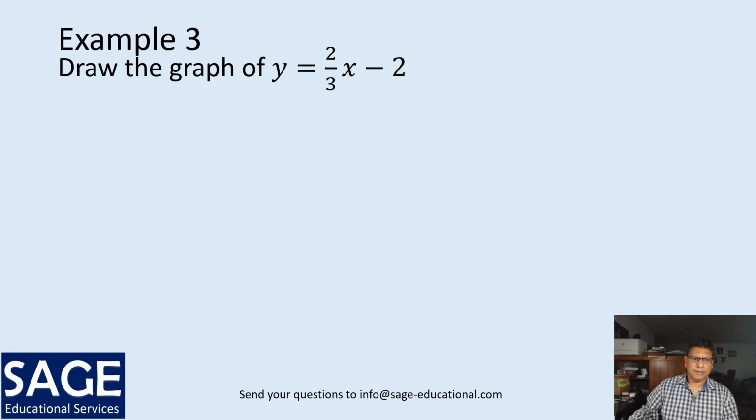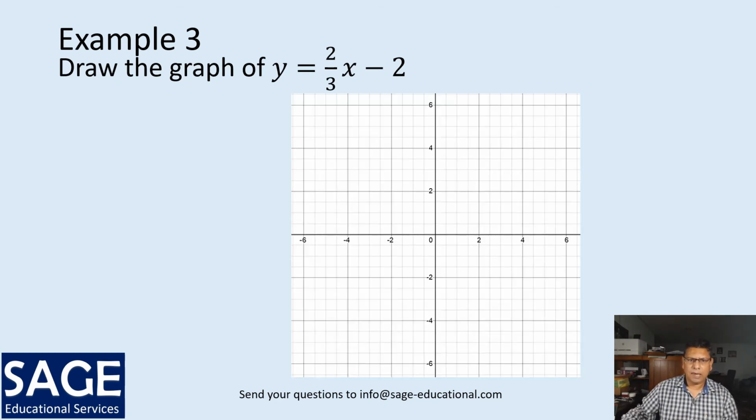Next example says draw the graph of y is equal to 2 over 3x minus 2. Again, comparing it with y is equal to mx plus b, we see that m is equal to 2 over 3. So the slope is 2 over 3, and b is equal to negative 2. So start with the point on the y-axis where y is equal to negative 2. So there's the point. Now the slope is 2 over 3. What that means is you would go 3 units to the right, and then you would go 2 units up.